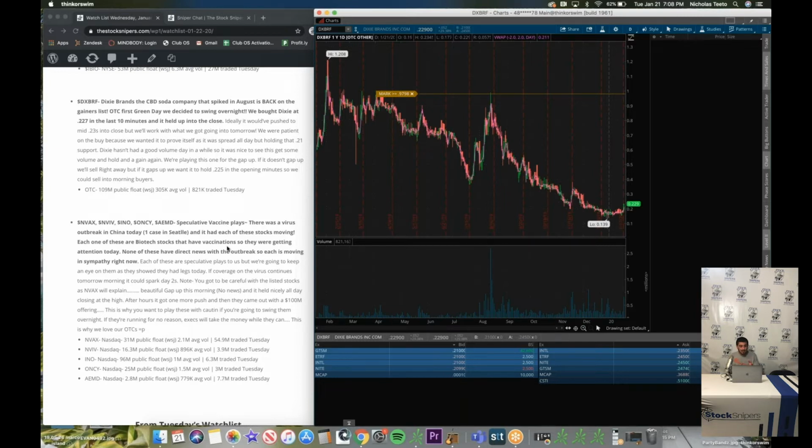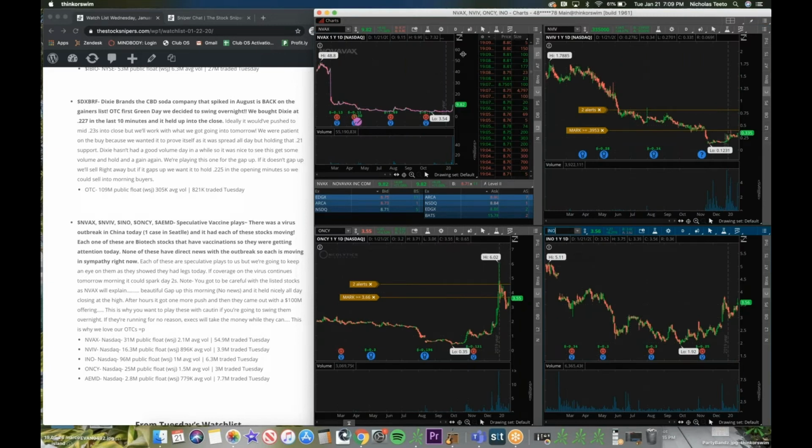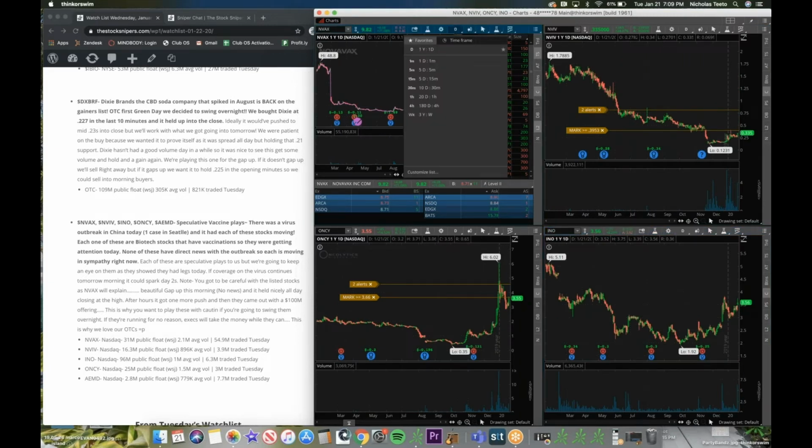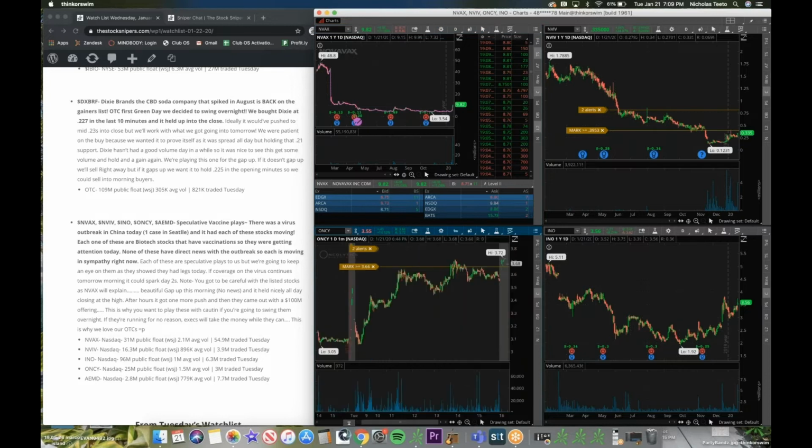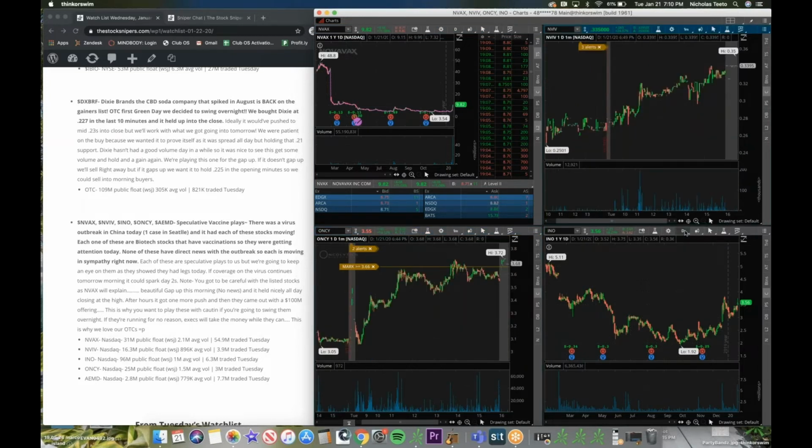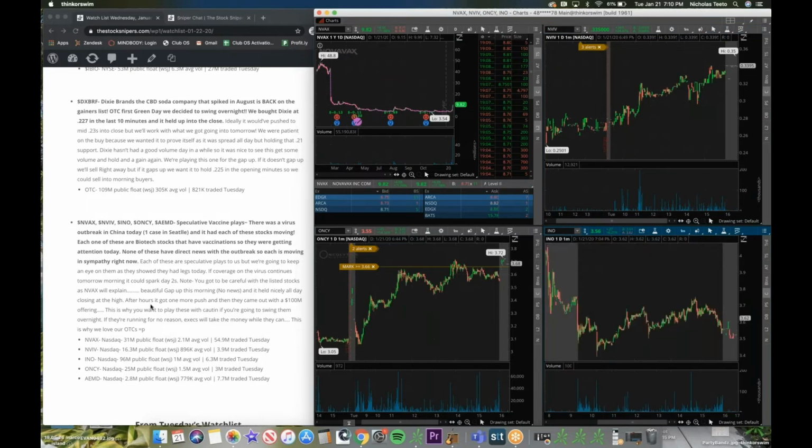Now, what's interesting with these is none of them are directly correlated with this specific outbreak, with this specific virus, but each one of these are biotech companies and they all have vaccines. So they all are getting speculative moves and they all were moving today. Okay, NVAX seemed to be leading the pack, but each one of them did see green days today and they ended up holding throughout the day. So we're gonna keep an eye on them to see if they could get day twos. As you can see with ONCI, NVIV, INO, all closing on the day.